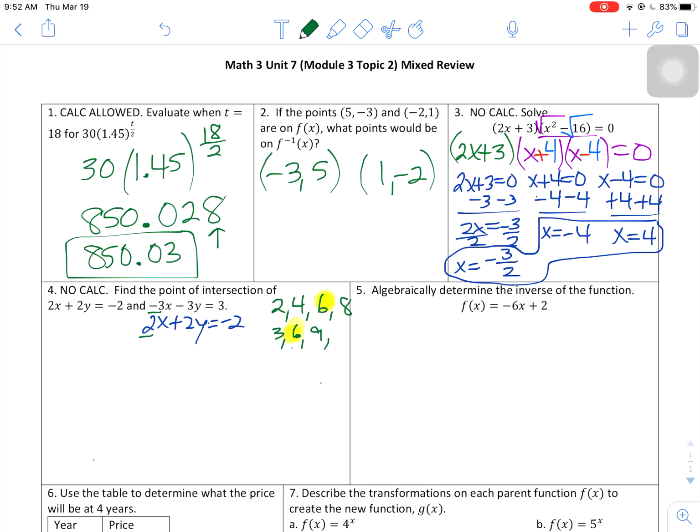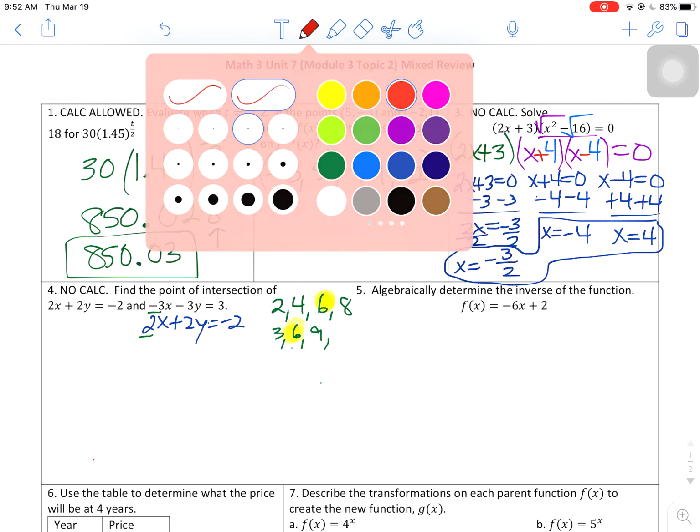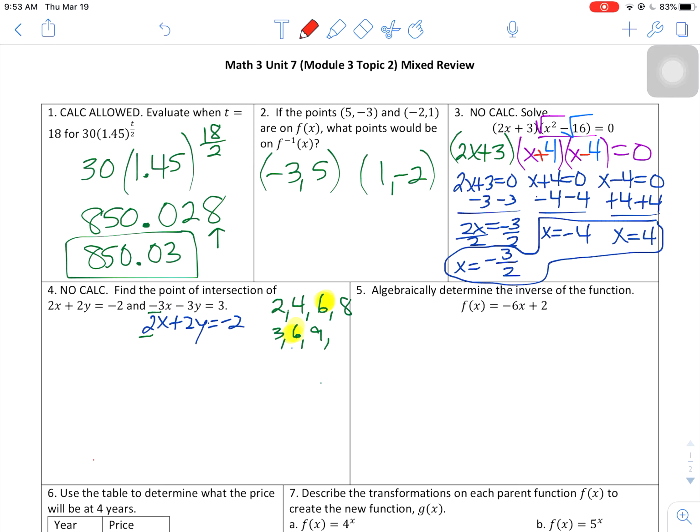So let me make the x's 6 and negative 6. Since that top equation already has a negative and the bottom equation already has a positive, they're already going to be opposites of each other. So that's convenient for us.